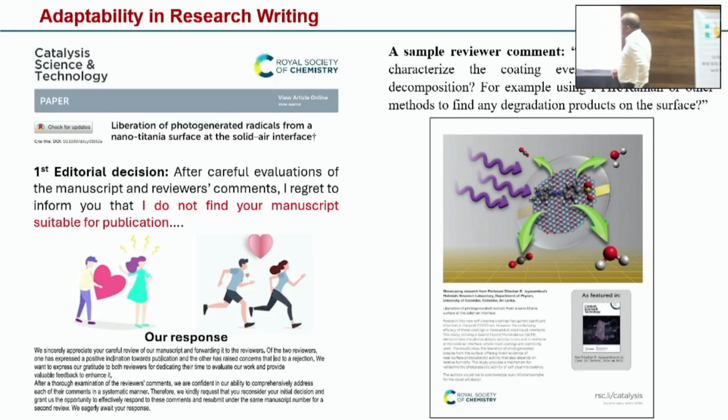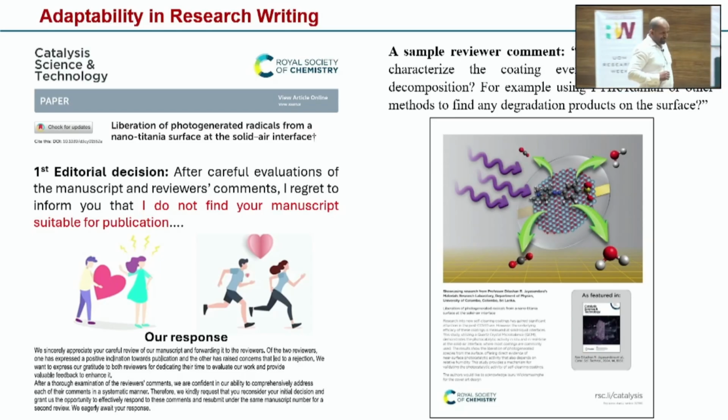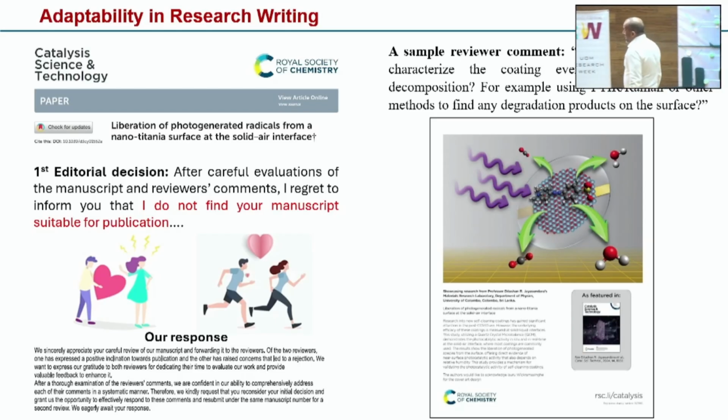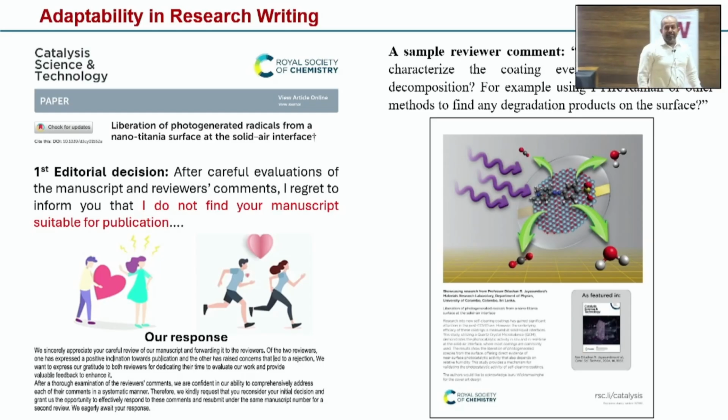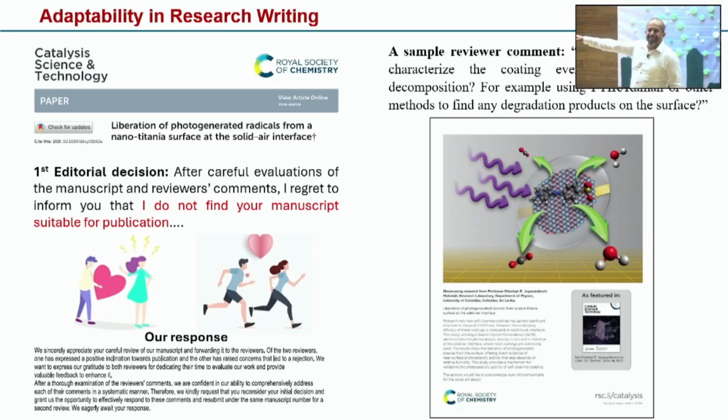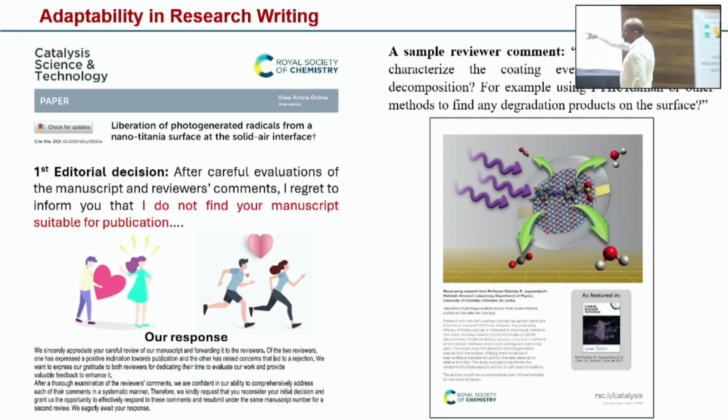Then there's another paper which we published, on photocatalytic materials. This paper, after 3 or 4 rejections, went for peer review, and after peer review, we got rejected. Editorial rejection: after careful evaluation of the manuscript and the reviewers' comments, I regret to inform you that we do not find your manuscript suitable for publication. Ayyo, right? How many of you have gone through that phase in your uni life?